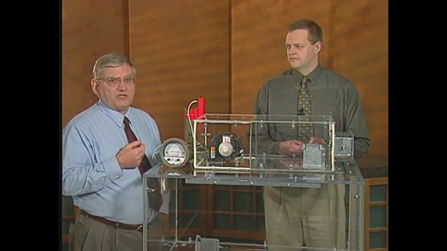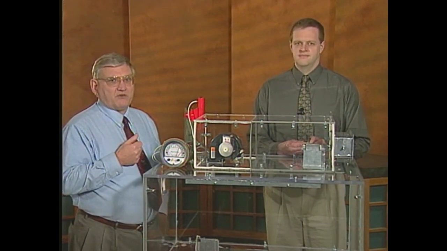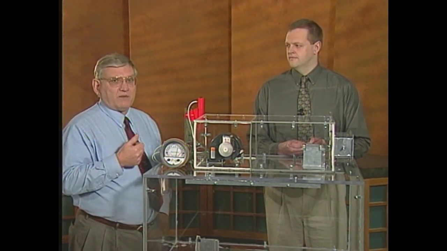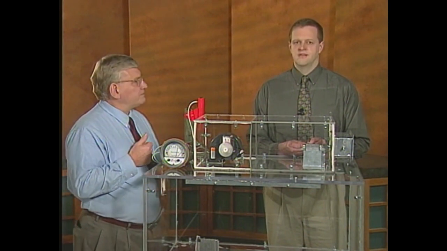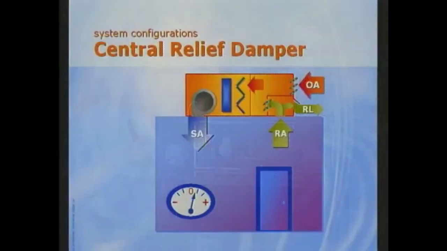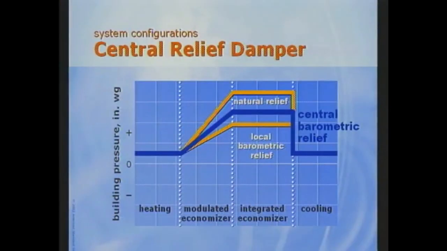It's a poor location. Using unit-mounted barometric relief dampers, put them upstream of the return air damper. Locating the relief damper in that position before the air reaches the return air damper allows the return air plenum to be at a positive pressure while the mixed air plenum can be negative. During the cooling and heating modes, this configuration behaves just like natural relief. In the economizer modes, however, building pressure must increase enough to overcome the pressure drop of the return air path before this central relief damper is forced open.